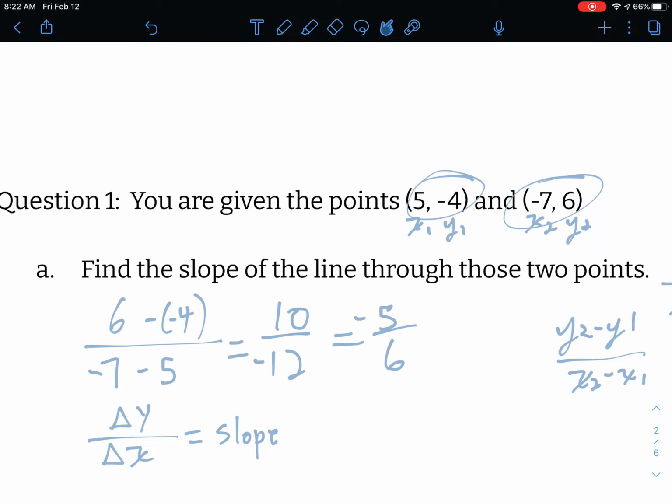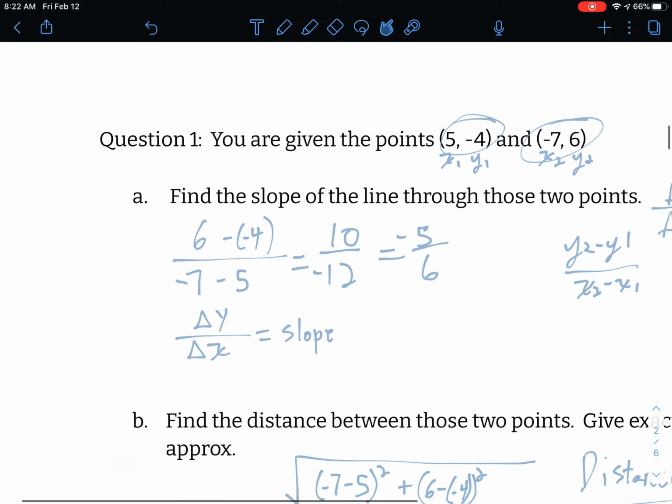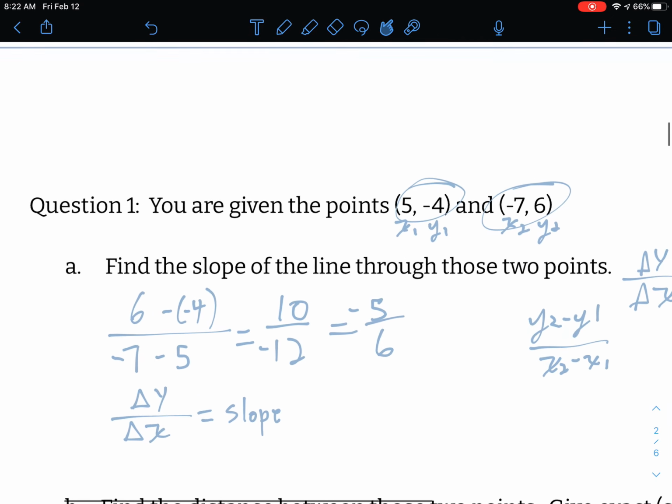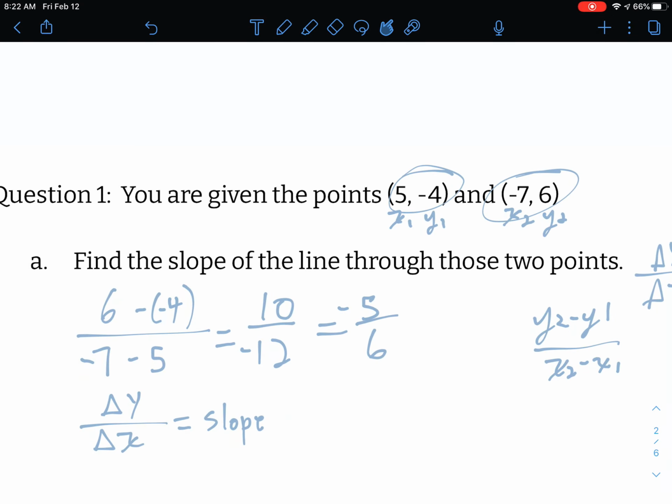Alright, here we have question 1. Let's check out what it asks of us to do. There are 2 parts, but we're going to start with part A. You're given the points (5, -4), or 5 negative 4, not minus 4, and (-7, 6). Question A asks, find the slope of the line through those 2 points.